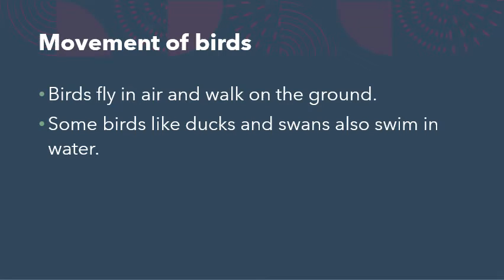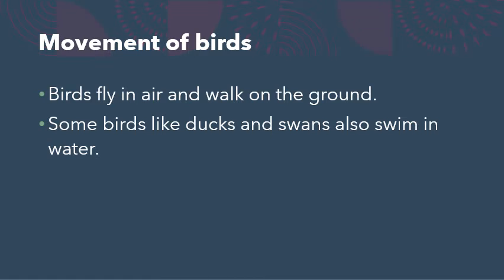Okay. So movements of birds. Birds fly in the air and walk on the ground. They all fly in the air and they have the capacity to walk on the ground also, right? Some birds like ducks and swan also swim in water. The birds like swans and ducks, they have the capacity to swim in the water. The birds can fly because their bodies are well suited for flying. Okay, there are certain characteristics of the birds which help them to fly.